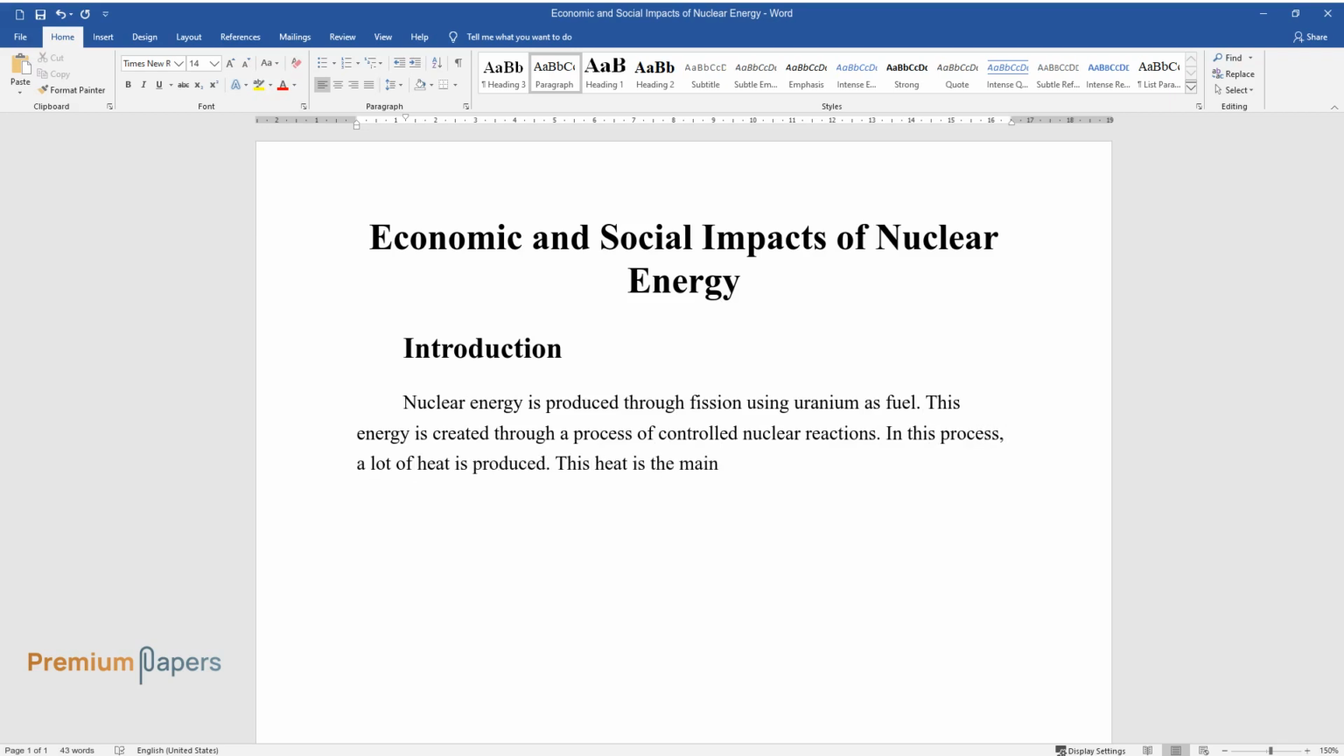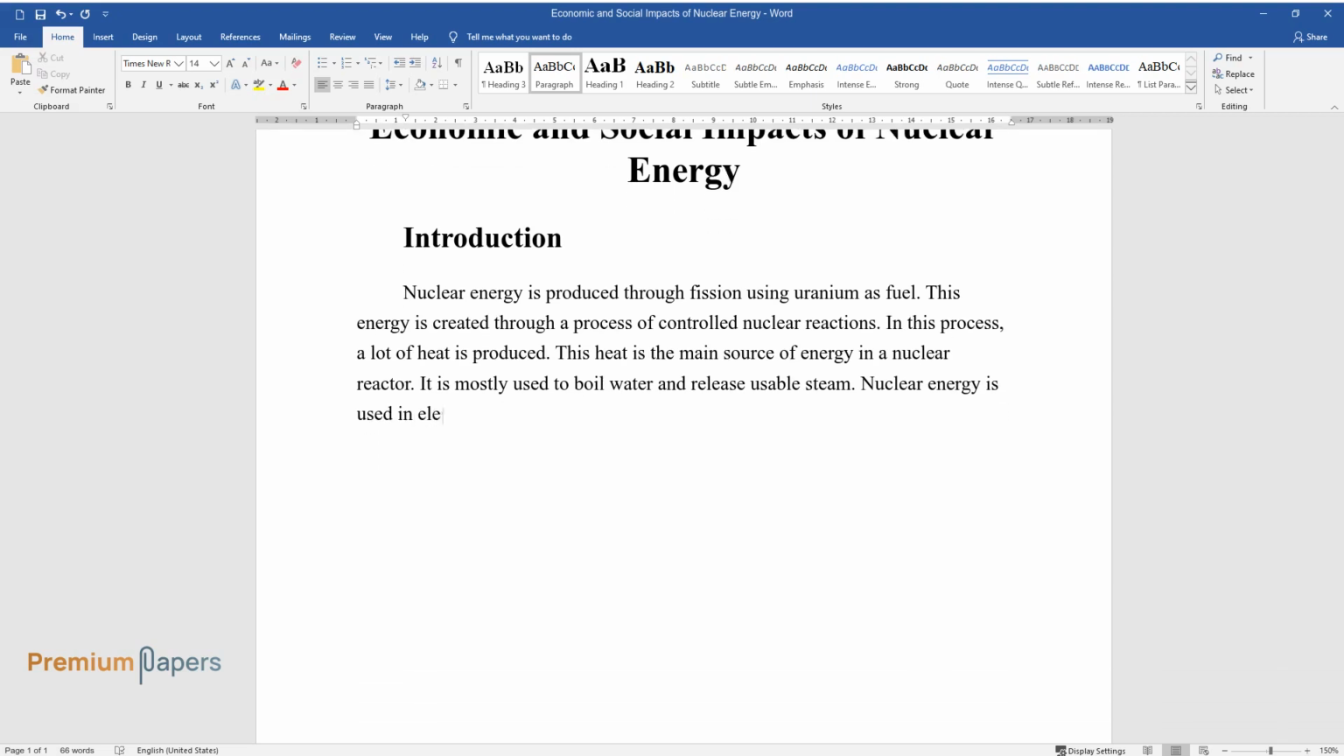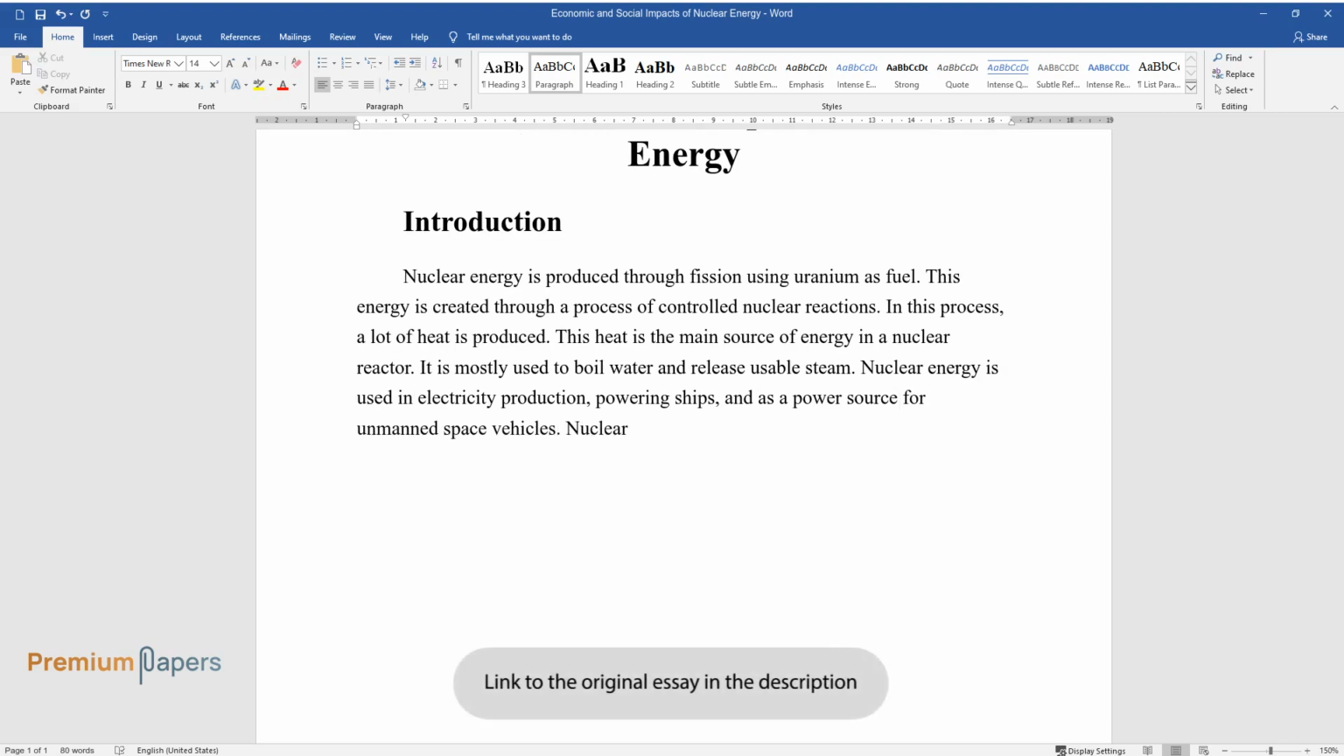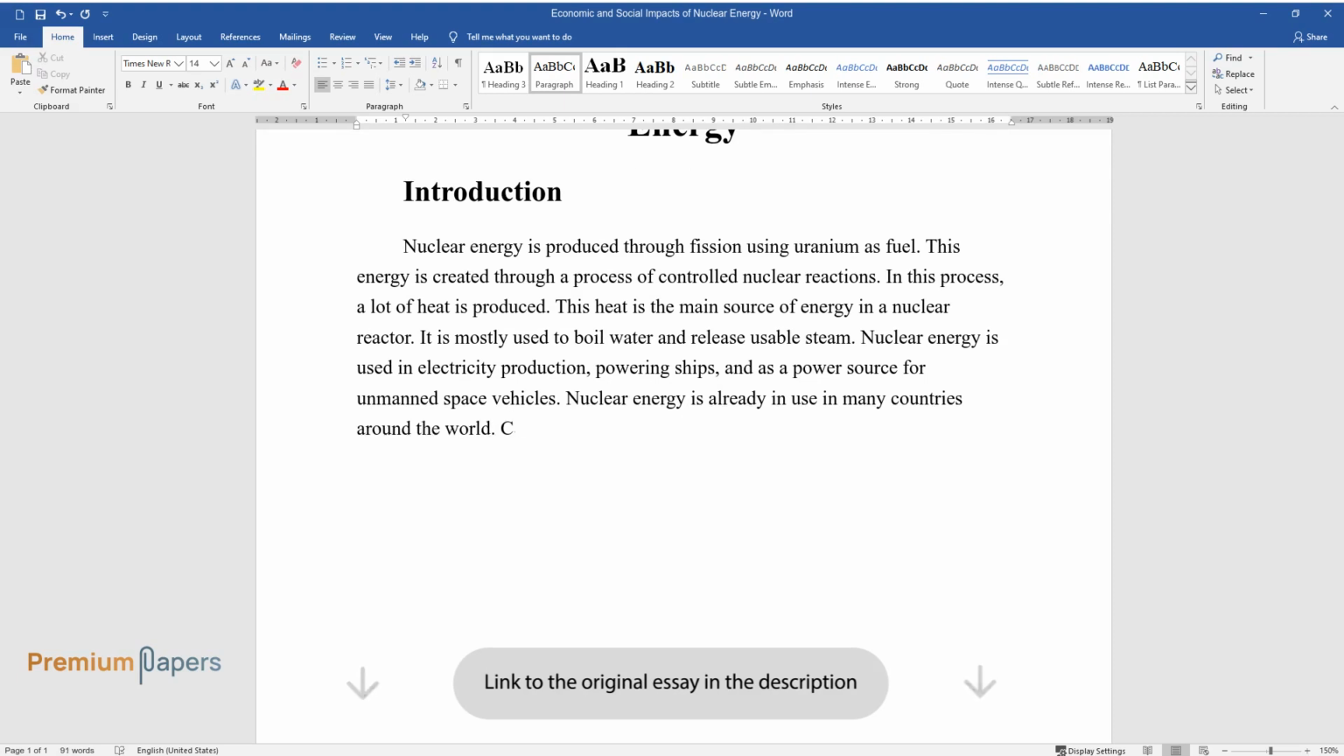This heat is the main source of energy in a nuclear reactor. It is mostly used to boil water and release usable steam. Nuclear energy is used in electricity production, powering ships, and as a power source for unmanned space vehicles. Nuclear energy is already in use in many countries around the world.